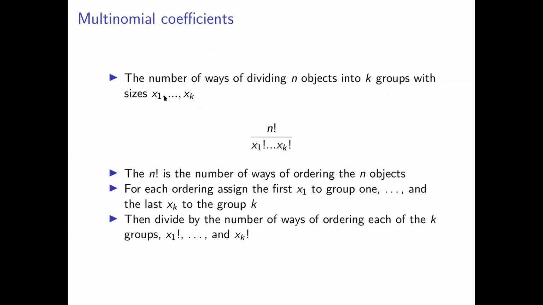Right? And then the expression for this is n factorial over the factorial of each of the sizes of the groups. And so it's just like the binomial coefficients, but instead of just x and n minus x, you have x1, x2, x3, up to xk. And it's just because you're dividing the n factorial by the ways of ordering all of the k groups. So I hope that makes sense.